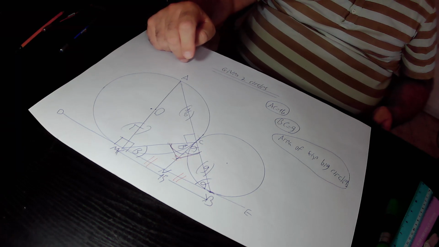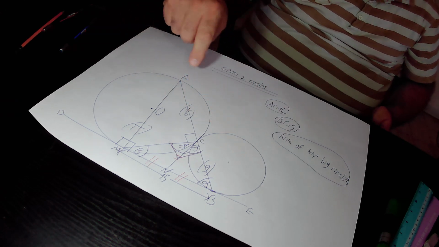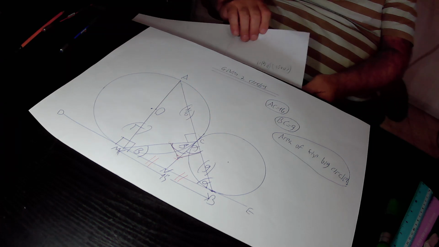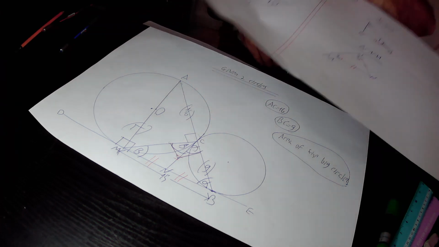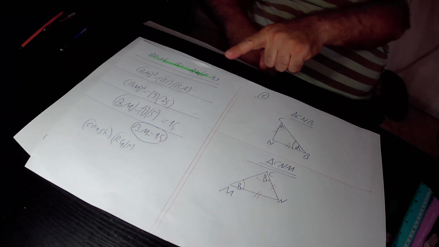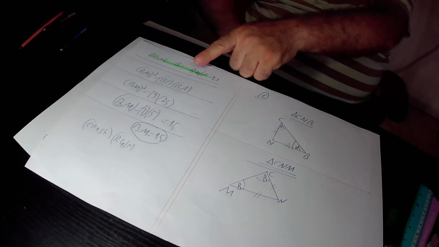According to Rule 10, the following equation holds: BM squared equals BC times BA. Again, BM squared equals BC times BA. So I repeat again: from the standpoint of point B, according to Rule 10, BM squared equals BC times BA.